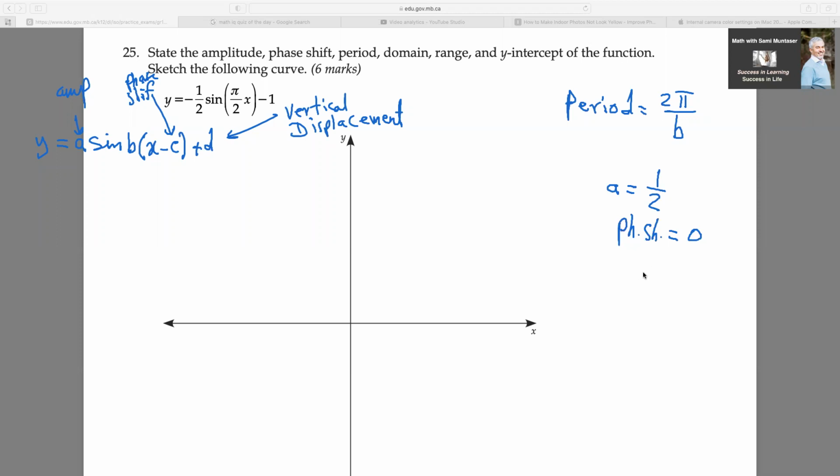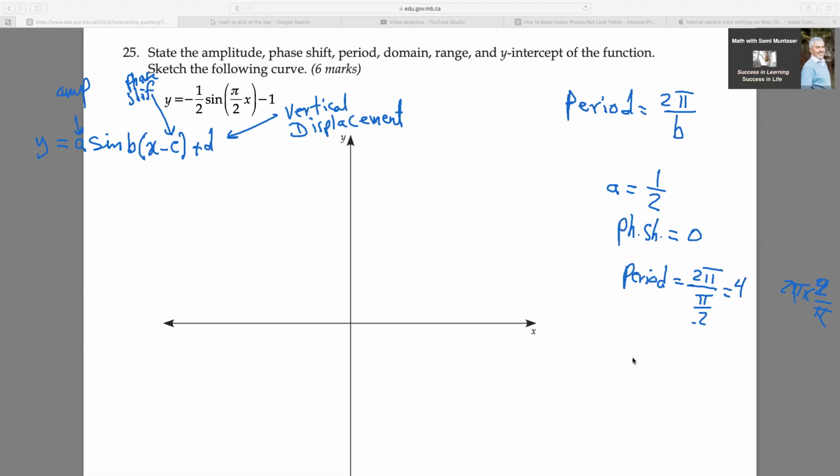Okay, so let's find the period first. Period will be 2 pi divided by b, and b here is pi over 2. When you divide 2 pi by pi over 2, it gives you 4. So just 2 pi times 2 over pi, because when you're dividing by a fraction, you just flip it and change it to multiplication, so the pi's would cancel and you get 4. All right.